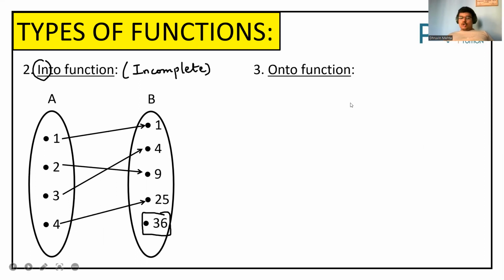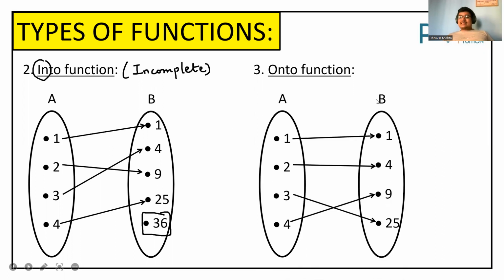The other one is onto function. See, if into is incomplete, onto has to be complete. So onto means that every element of the second set is mapped. Onto functions are also called surjective. So you write this much, make this arrow diagram, and I'll then tell you how to check whether it is onto.